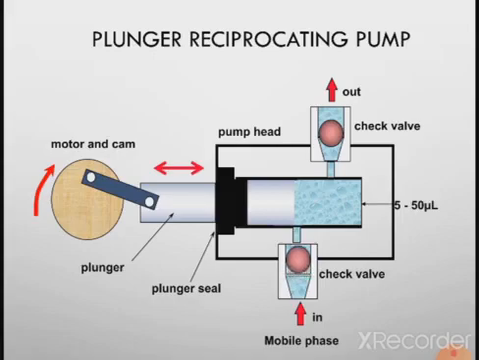So how does the check valve open when filling is there, when the plunger is moving? Here the outflow is there due to the compression of the liquid by the piston. Here is the motion of the motor.